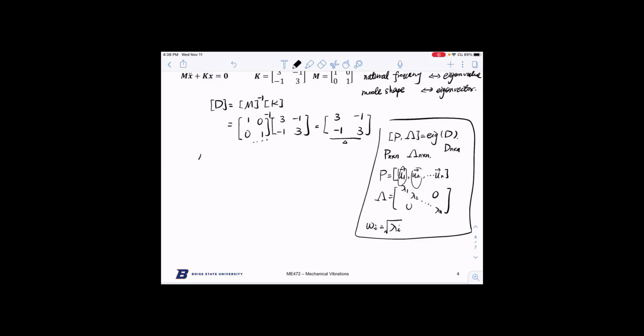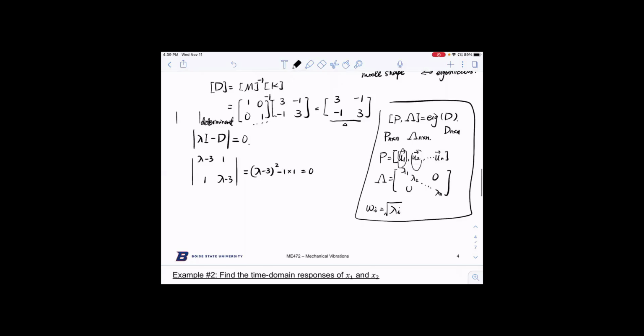But if you want to know more, if you want to calculate by hand, then we have to go back to the definition of eigenvalues. In order to find the eigenvalues, you need to solve this equation. These absolute signs here mean determinant. You can write this out: it's the determinant of [lambda minus 3, 1; 1, lambda minus 3]. Then you just do cross multiplication and calculate the difference. So that's (lambda minus 3) squared minus 1 times 1 equal to 0.